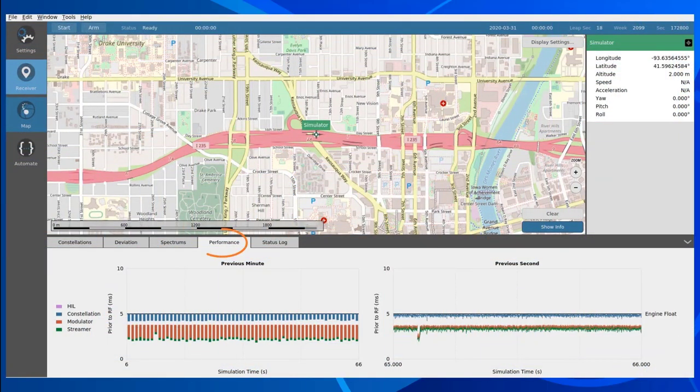The graph is located on the Performance tab in the bottom pane of Skydel. A summary of the performance data for the last minute is located on the left-hand side. A more detailed graph of the previous second is on the right-hand side. To properly understand this graph, we need to know how the engine works under the hood.